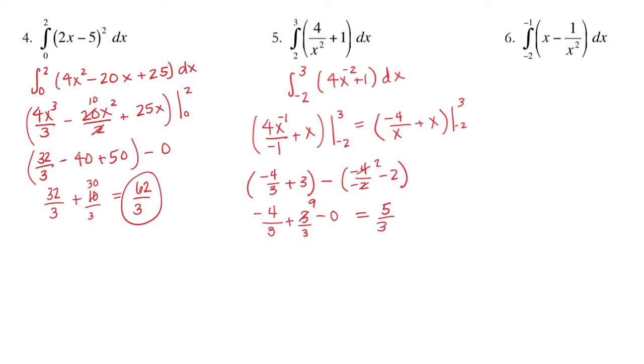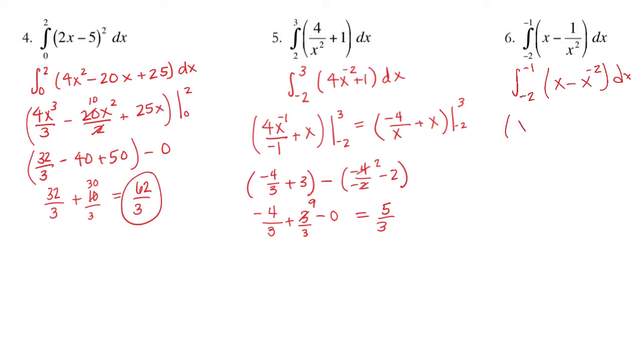Okay, with number 6, again, same process. I would do some rewriting before anything else. So let's integrate from negative 2 to negative 1, x minus x to the negative 2. And again, integrating, let's go ahead and do our antiderivative.